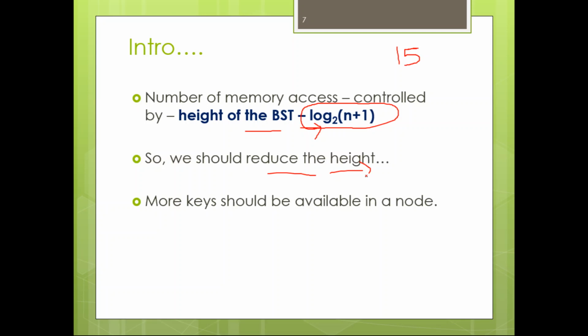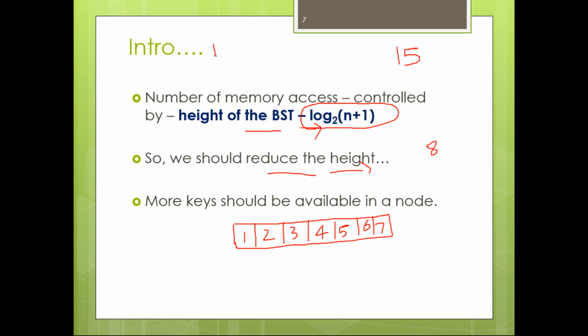What we are going to do is this: in a binary tree, normally we have only one value in a node. But in an m-way search tree, a node can have more than one key value. Say, for example, a node has this many key values: 1, 2, 3, 4, 5, 6, 7 key values. Then how many pointers can it have? Any guess? It can have 8 pointers.